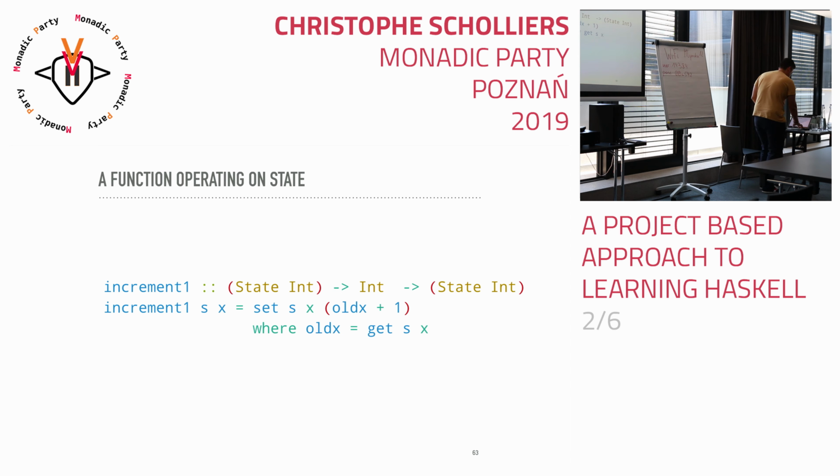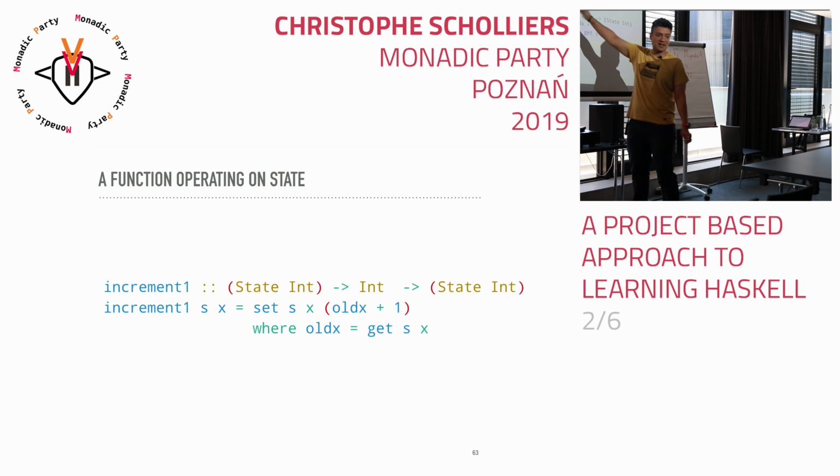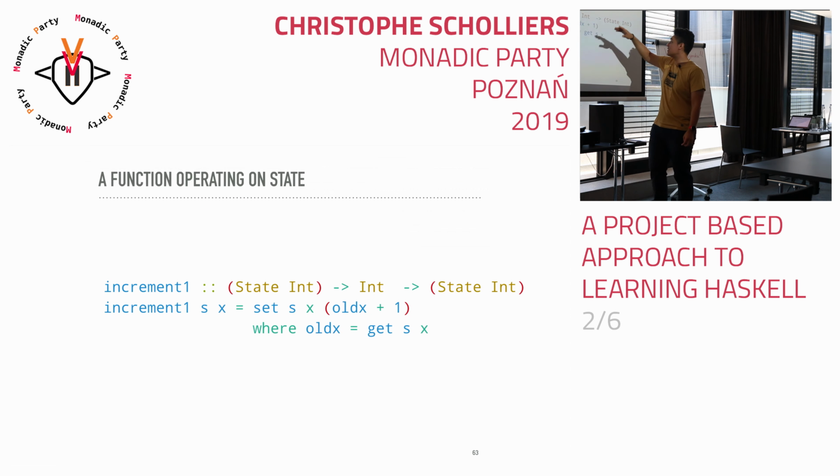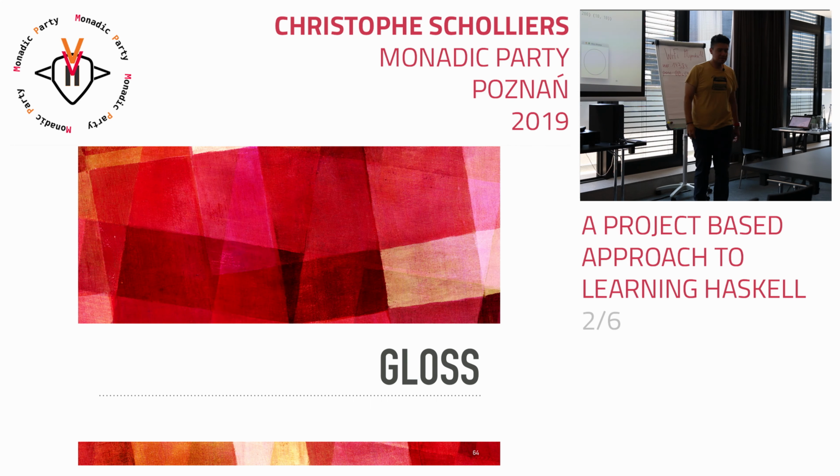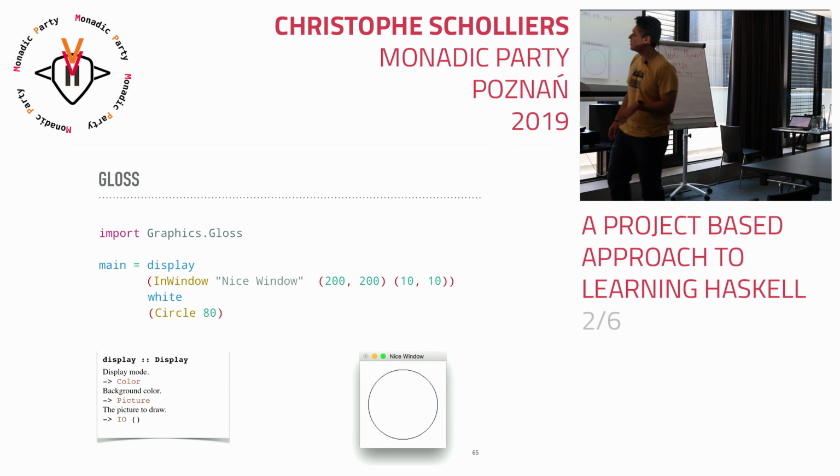So the whole point is that in Snake we are going to have some kind of state, and we are going to produce a new state. That's the whole point that we are going to do. So in order to create Snake, we are going to make use of Gloss, and it's a really nice library.